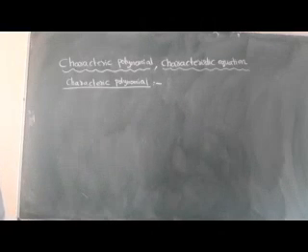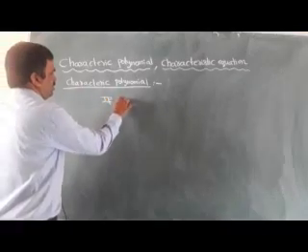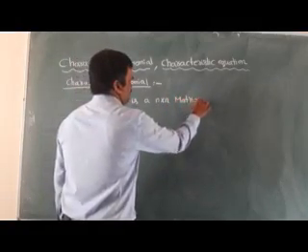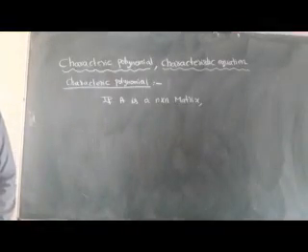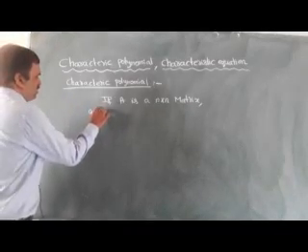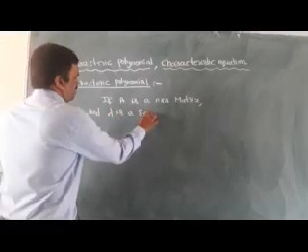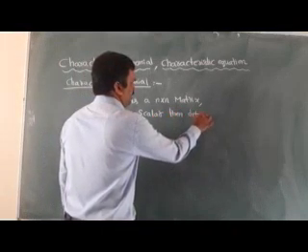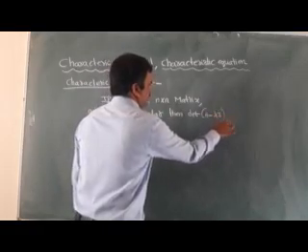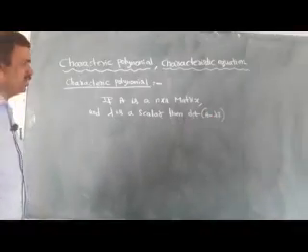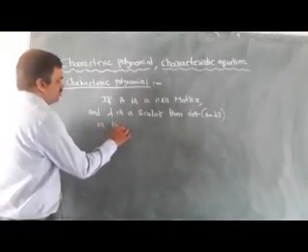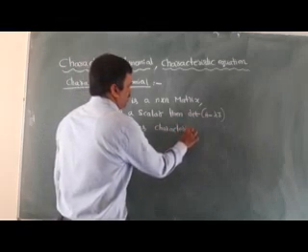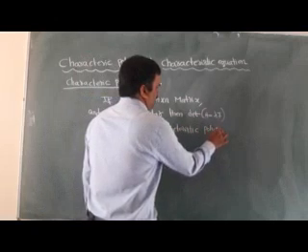Characteristic polynomial. If A is an n by n matrix and lambda is a scalar, then the determinant of A minus lambda I is known as the characteristic polynomial.